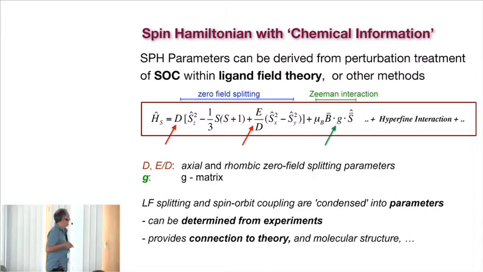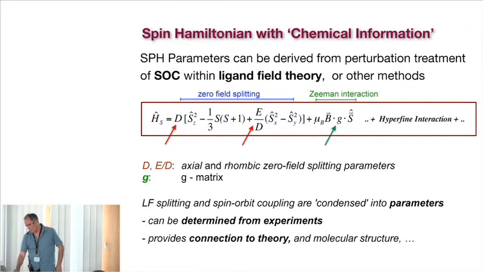One can say that the ligand field parameters, which are quite telling to chemists, which have chemical information, are condensed, so to say, into these spin Hamiltonian parameters D and E over D and the G matrix. And that is very nice, because this formalism is common to all the experimental methods which I presented, and it will also provide a connection to the theory. So that is a very nice place to rest, as Griffith coined it.